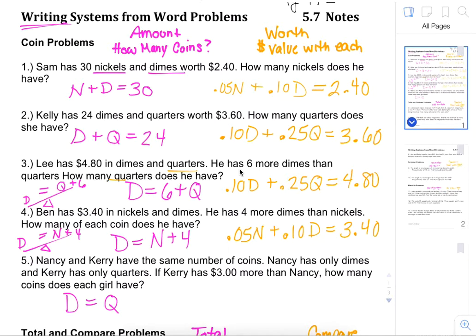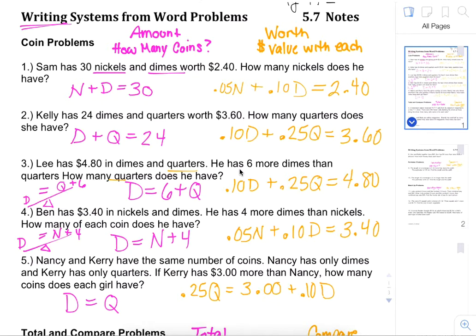Now, when it comes to the worth, and I see that $3, now I have to start putting the decimals with it. So it says Carrie has $3 more than Nancy. Well, if they're the exact same coins, what does Carrie have? Carrie has quarters. So the quarter amount is $3 more than Nancy's dime amount. But remember, what has to be in front of them if I'm talking about their worth? Well, I have to put their value, 0.25 quarters. The worth of the quarters is $3 more than the worth of the dimes.